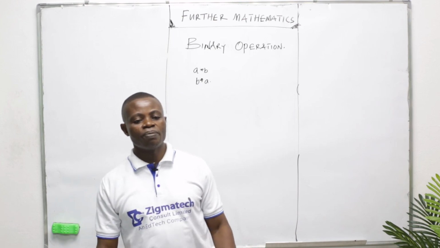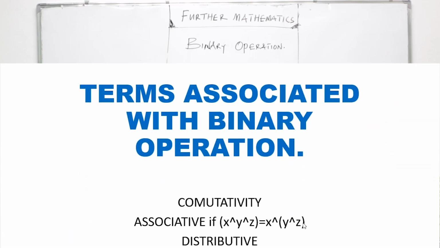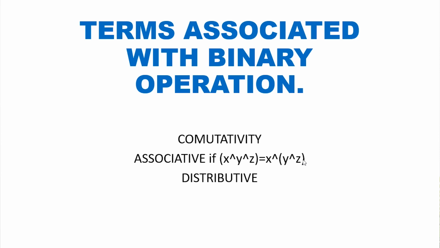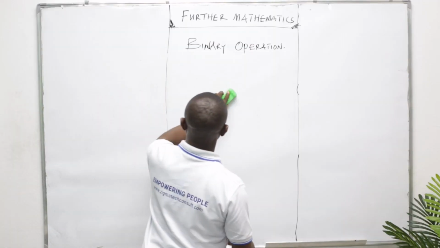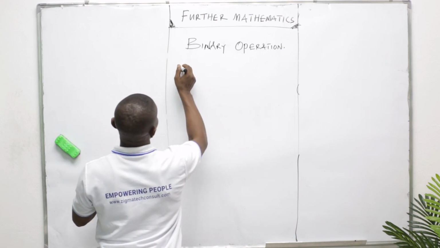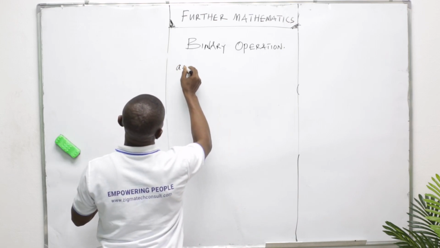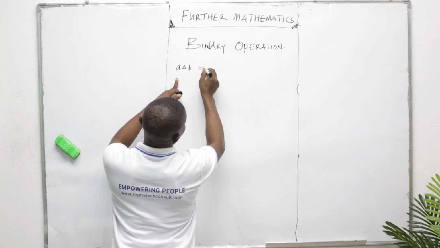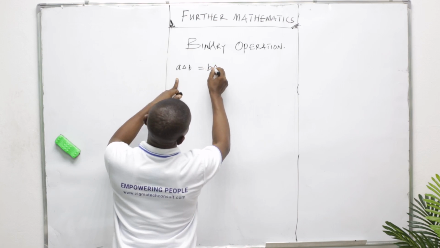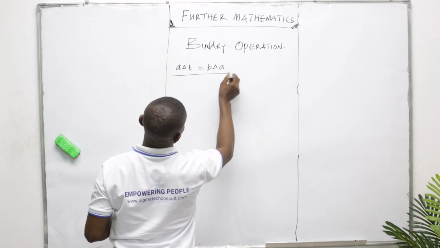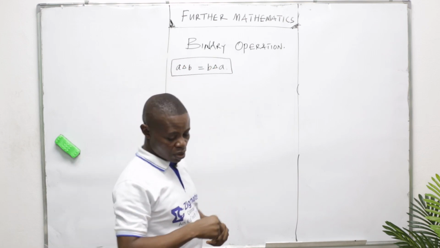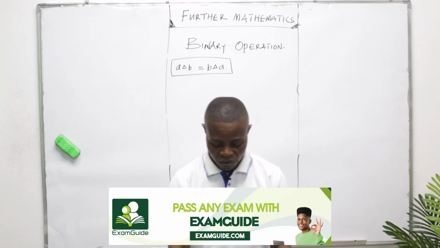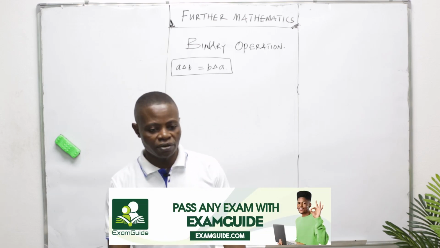Terms associated with binary operation. Number one is commutativity. Talking about commutativity, if you have an operation A operating on B, if this will be the same as B operating on A, we now say that such an operation is commutative.